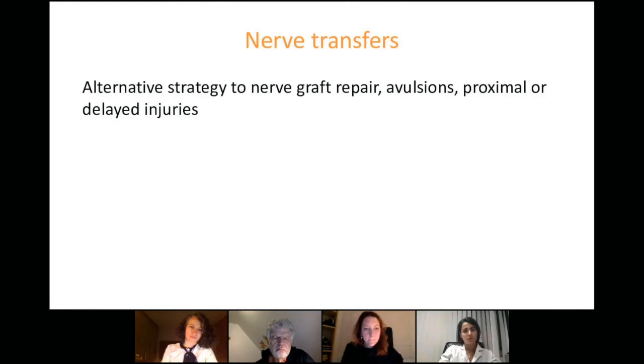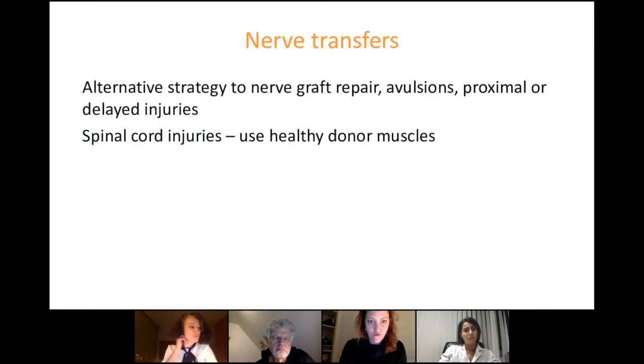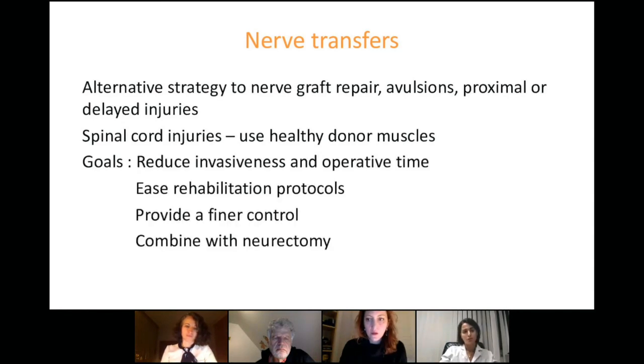So nerve transfers are used now as an alternative strategy to nerve graft repair, also for avulsion injuries and for proximal or delayed injuries. They've been used recently for spinal cord injuries, but only healthy donor muscles were used. And the goals of using them here would be to reduce the invasiveness and the operative time, to ease the rehabilitation protocols, to decrease the duration of the immobilization time, to provide a finer control, and eventually to combine them with the neurectomies that we're doing on spastic muscles.